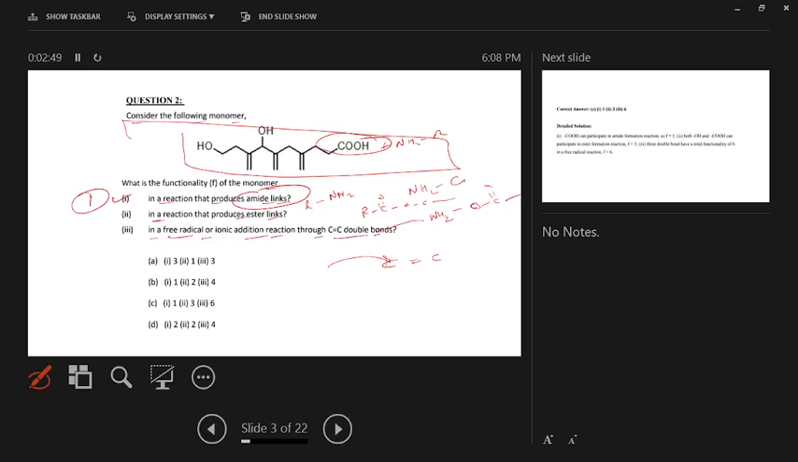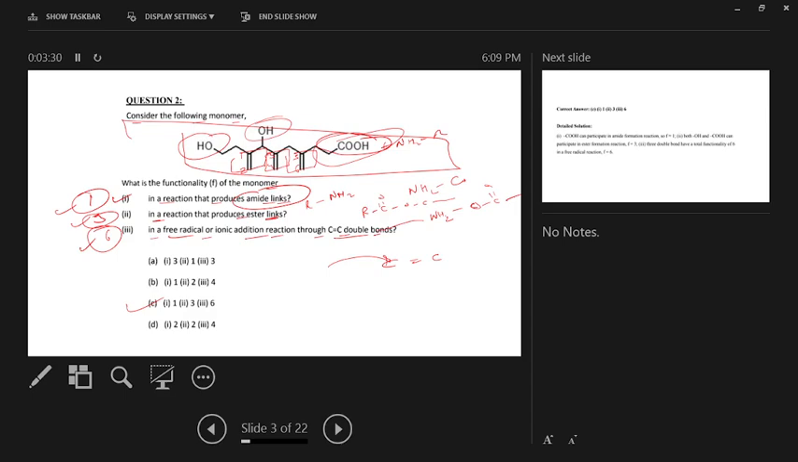In the second, in the reaction that produces an ester link, the ester can be made by these two OH and the COOH also. So there are a total of three functionalities. And in the last, in a free radical or ionic addition reaction through the C=C double bond, here you can see one double bond, second double bond, third. The first and second carbon atoms can make bonds, so two, then three and four, and five and six. So a total of six. So the right answer is one, three, and six. So C is the right answer to this question.